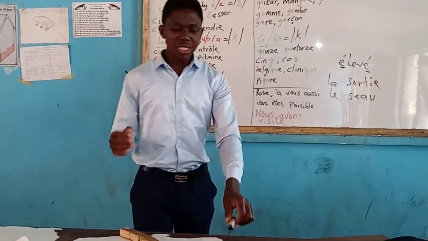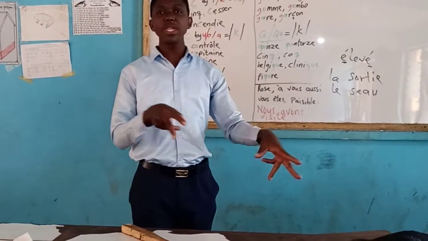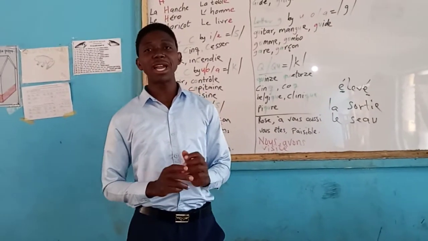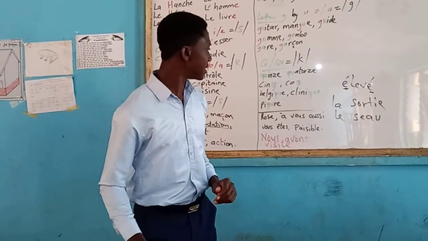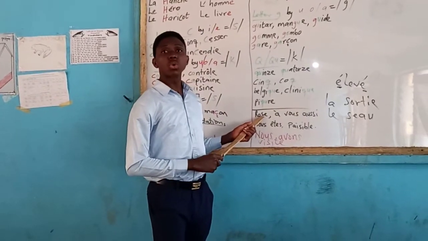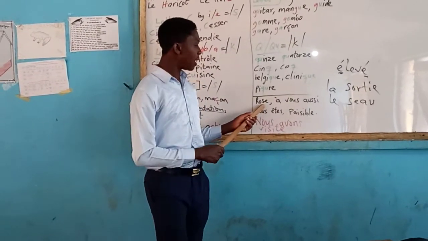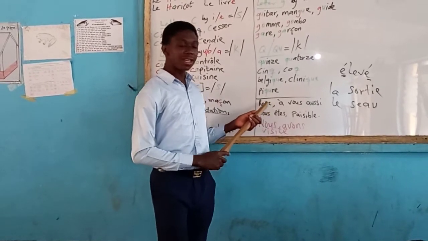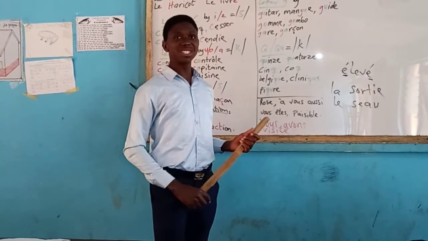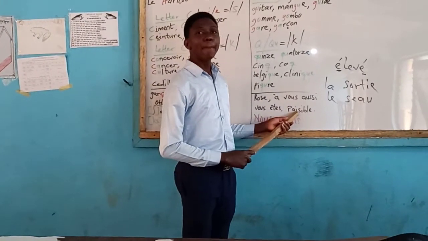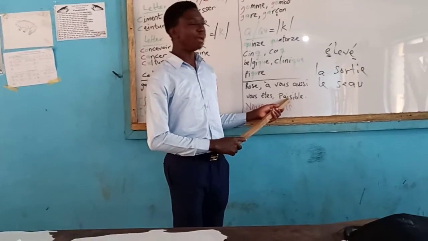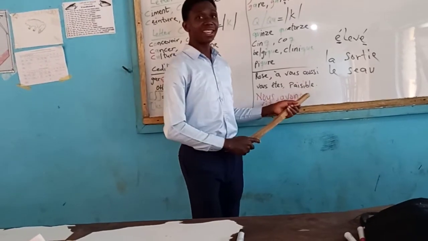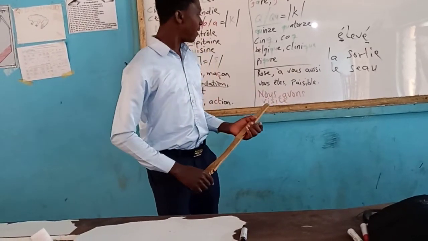But the general rule is that when the S comes in between two vowels, then the pronunciation becomes what? Z. That is how come you'll be hearing Z. Now, let's see. We have rose. When you watch carefully, the S is in between O and E, and these two are vowels. So it is rose. Another example is paisible. S is in between I and I. So it's paisible. Very good.